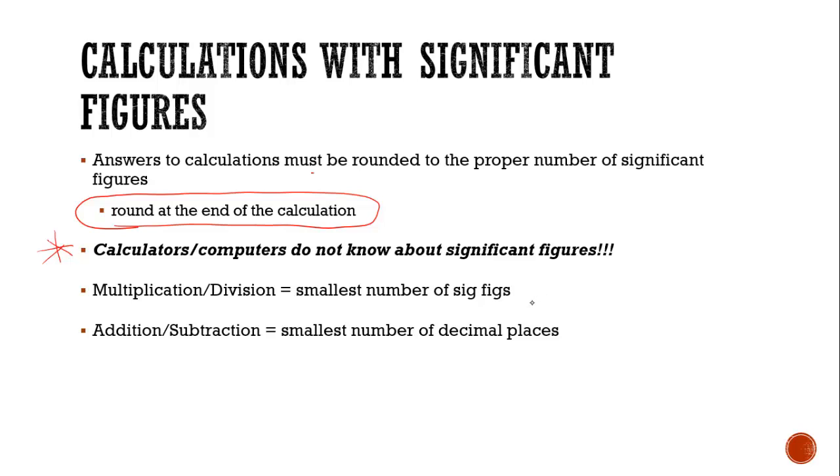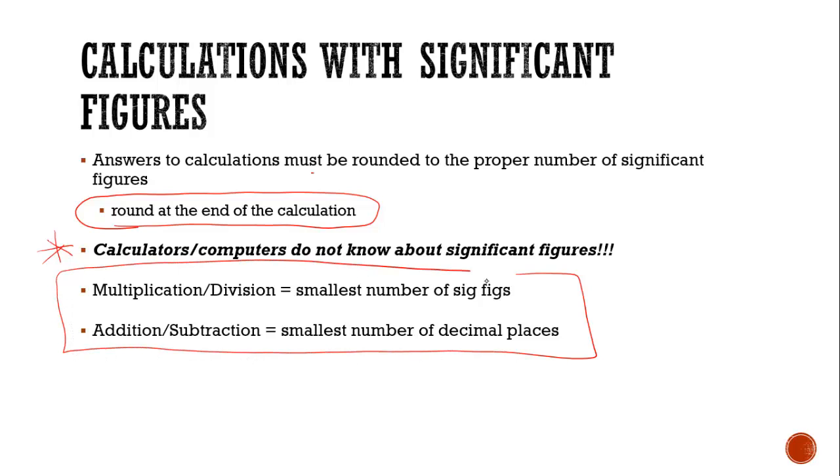First of all, with multiplication and division, you're going to be using the smallest number of significant figures. With addition and subtraction, you're going to be looking at the smallest number of decimal places. This is probably a good part in your notes, if you have a highlighter, that you might want to go back and highlight as a reference, because this is the key: what do you do for what type of math problem.